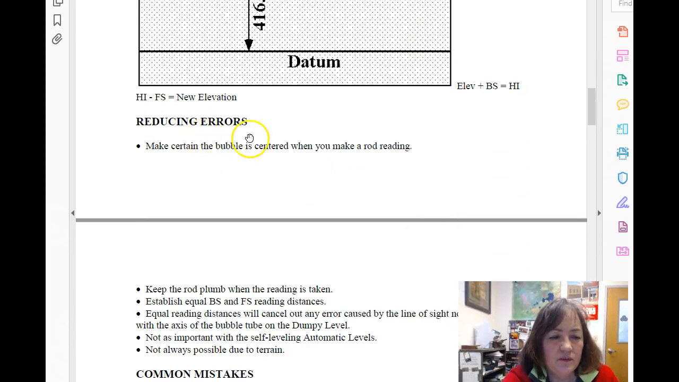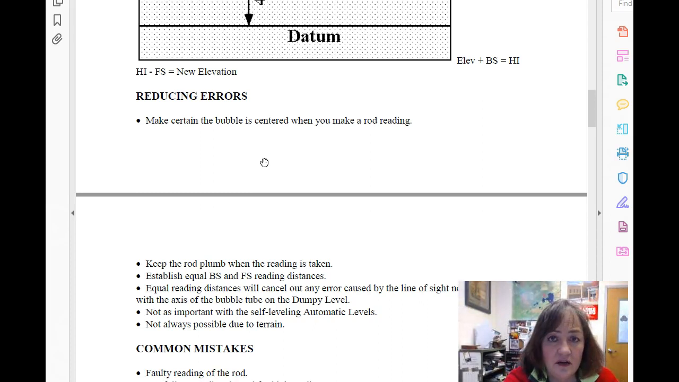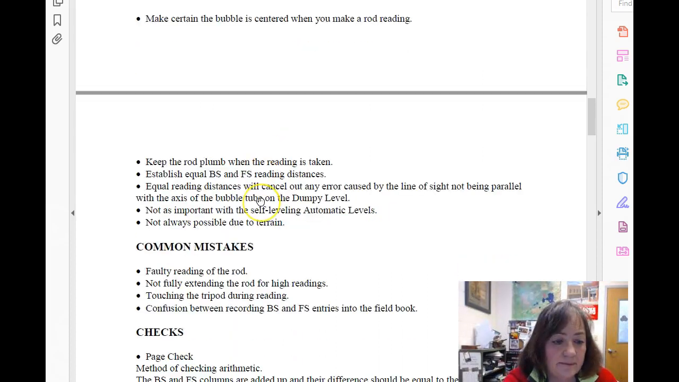Okay, the reducing errors, here are just some ideas about not building error into your loop. And the most important thing with a level, as I said, you have to level the level first. So make sure that your bubble is centered and make sure that you're centered on the entire plane. Remember, don't just shoot it on a line, but make sure that you turn the instrument and level it in the second line so that you get a good chance that you're leveled in the plane.